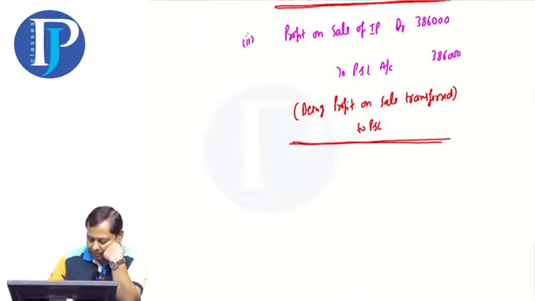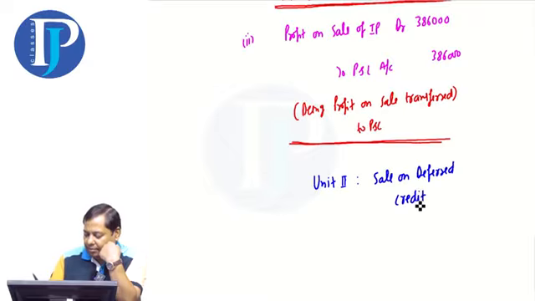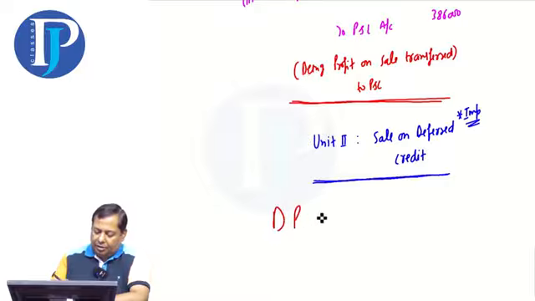Create a heading, students. Unit number 2. Sale on deferred credit. How will this happen? Sale on deferred credit is important. Let's assume the down payment is 4 lakh rupees.